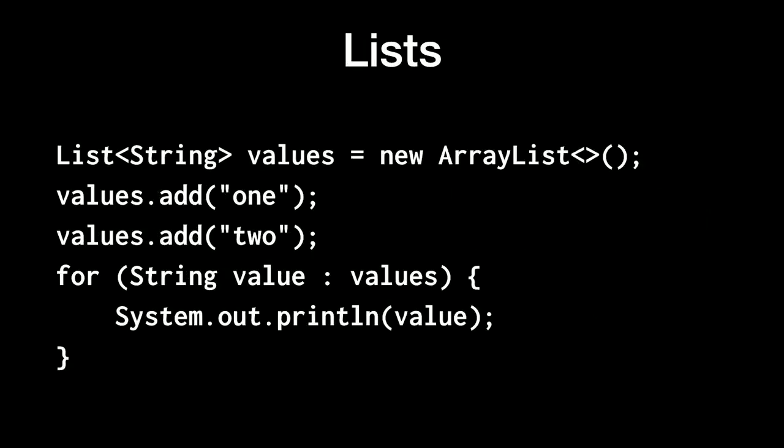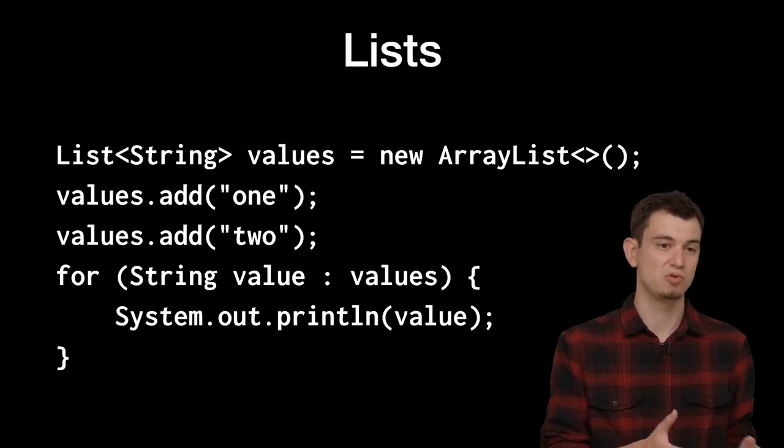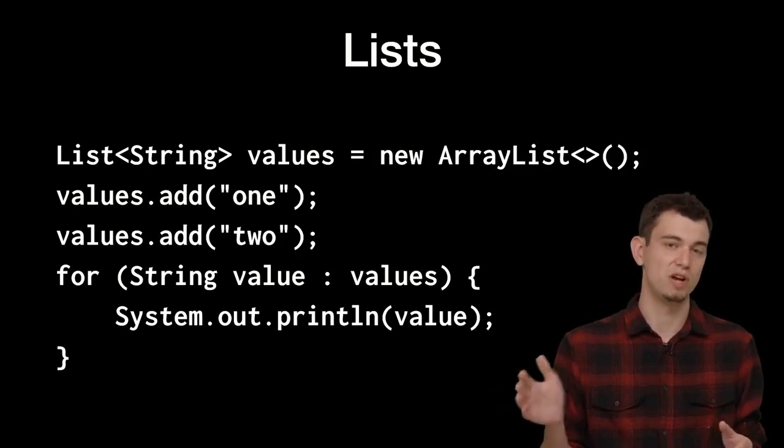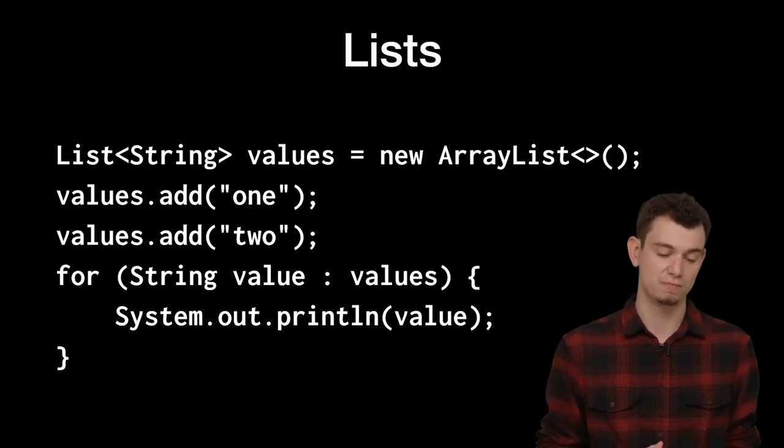Java also supports something called lists. And you can think of a list as basically a dynamically sized array. So where arrays, once you initialize them with some values, it's really hard to add on one or remove a value. With lists, it's actually really easy to add and remove values.